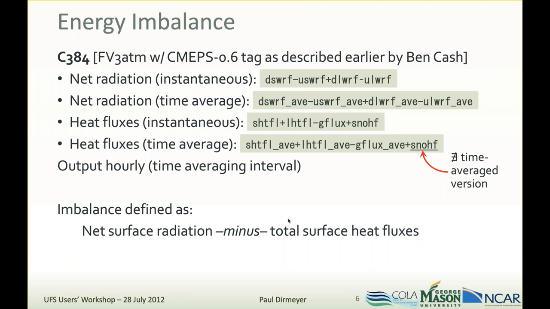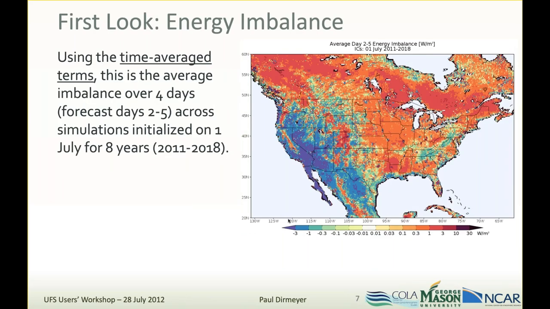But what I'm going to show you are basically CONUS runs initialized in July, so there's no snow. So we don't really have to worry about that. And the imbalance is the net surface radiation minus total surface heat fluxes. We would expect to see pretty much zero. That's not what we're seeing.